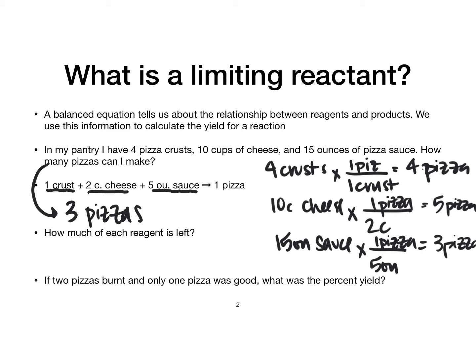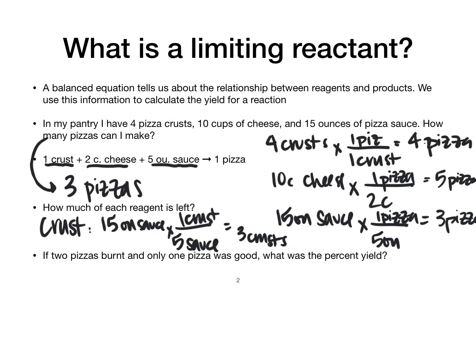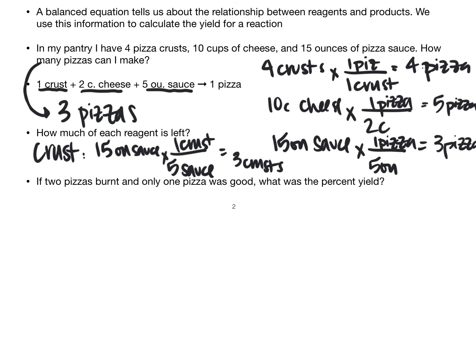If we can make 3 pizzas, so for the crusts, we're going to consider converting back from sauce. So for 15 ounces of sauce, there are 5 ounces of sauce for 1 crust, which means that we used 3 crusts. And I am going to move this up so that we can continue to work here, and then we will move that question to the bottom. So for the crusts, there were 4 crusts, and we used 3, so there's 1 crust left.